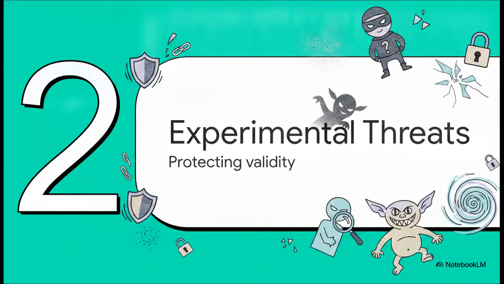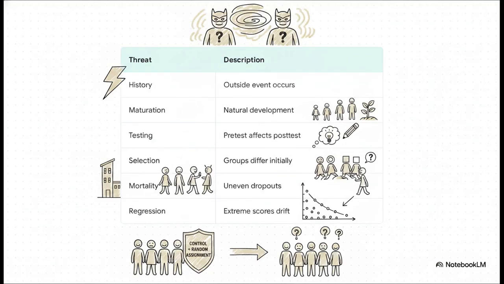Moving on to Part 2, Threats to your experiment. So why exactly do we need such tight security in our experimental designs? Well, it's because of this rogues gallery of villains that constantly threaten what researchers call our internal validity, basically our confidence that the treatment, and absolutely nothing else, caused the effect. Let's run through these usual suspects.